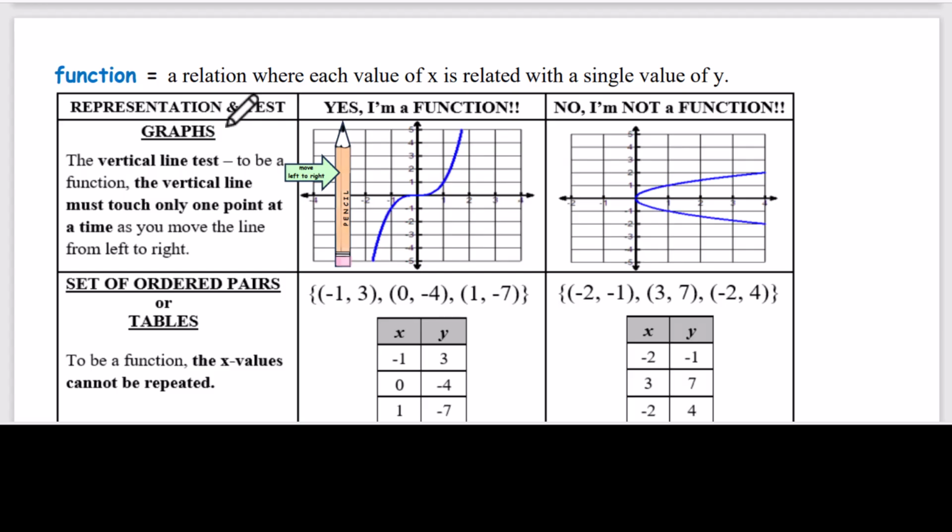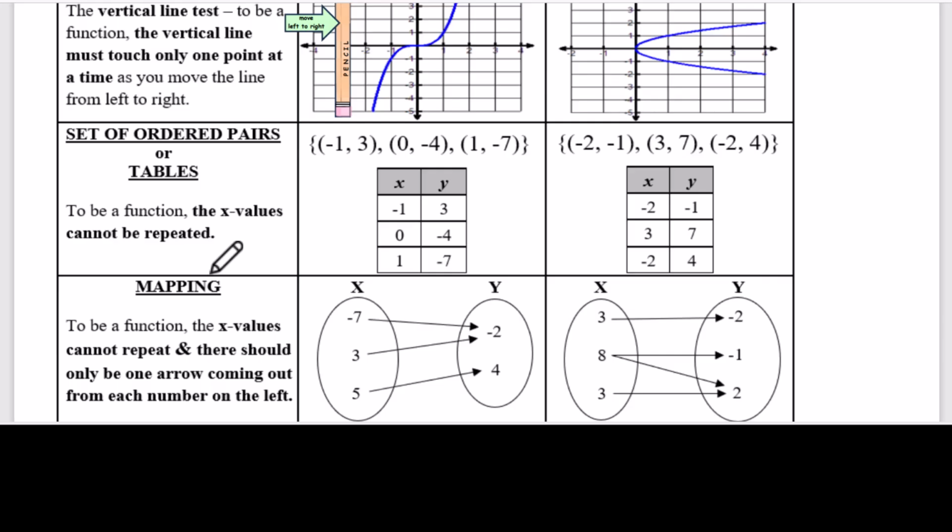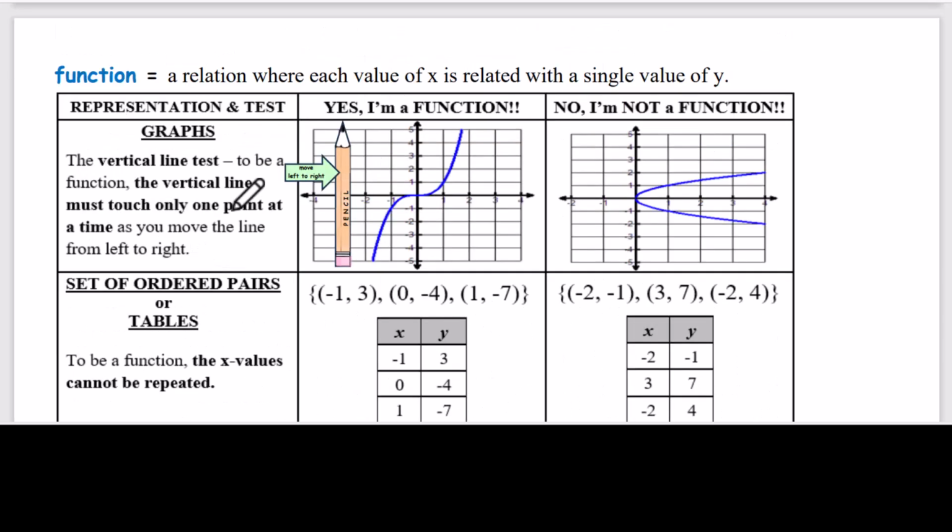Okay, so let's see what that means on each one of the representations that we learned on the previous page. So remember, we have four representations: graphs, sets of ordered pairs, tables, and mapping. So how do I know, when I look at a graph, if I have a function, yes or no? Basically we're going to use what is called the vertical line test.